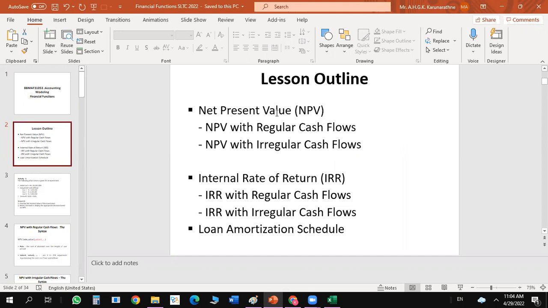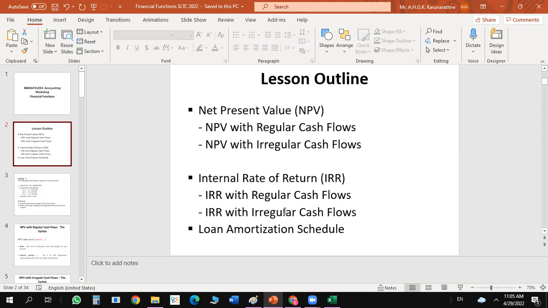Computation of net present values, right? NPV with regular cash flows, NPV calculation with irregular cash flows. Then we will discuss IRR or internal rate of return for projects with regular cash flows and computation of IRR with irregular cash flows. Since you have already discussed the concept of NPV, IRR for your management accounting, financial management, we are not going to discuss the theoretical aspect of NPV and IRR.